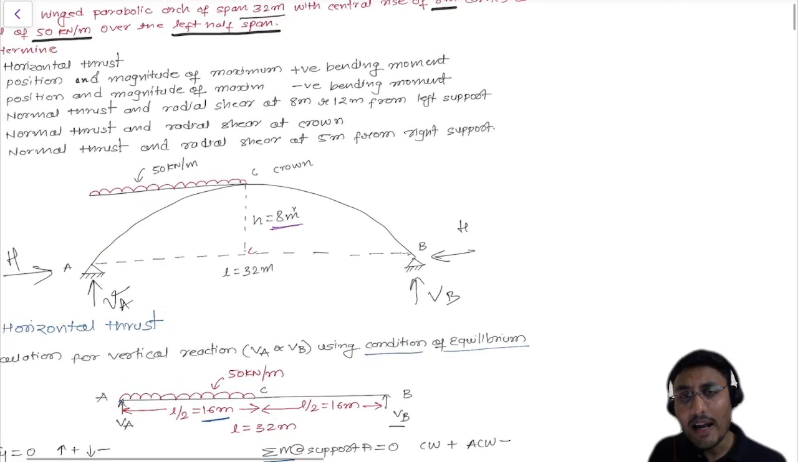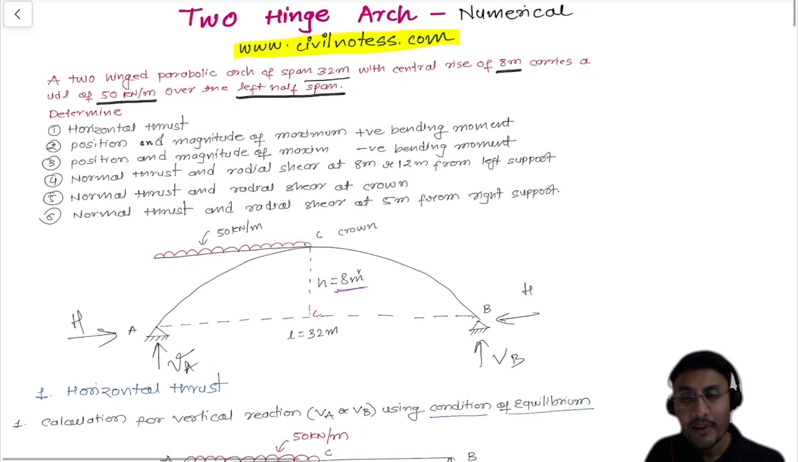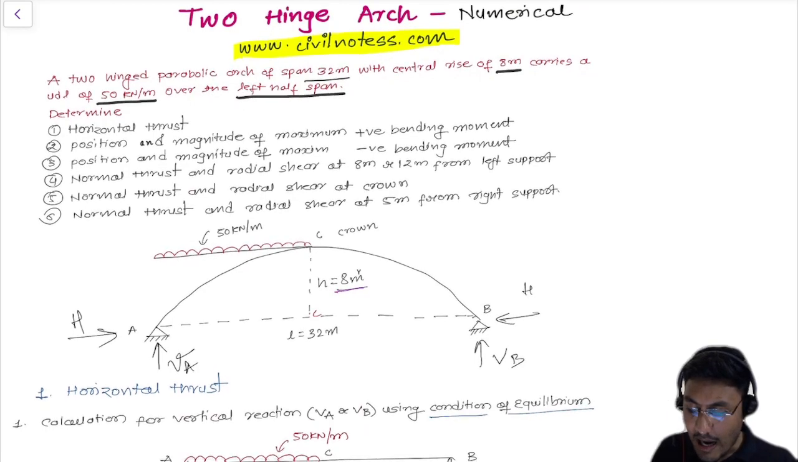I hope this video helped you a lot. In the upcoming video I'm going to share how to calculate the positive and negative maximum bending moment. This is a very important video for all of you. After that I'm going to help you calculate normal thrust and radial shear at ground and at certain distances. I hope this video helps you solve your university numericals and some GATE, SSC and JEE examination numericals too.